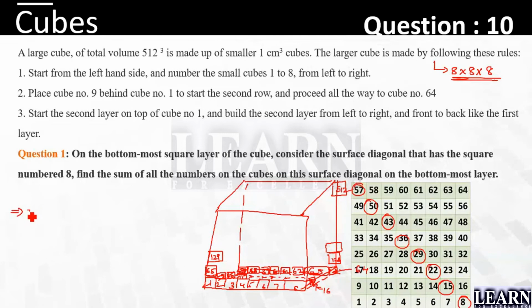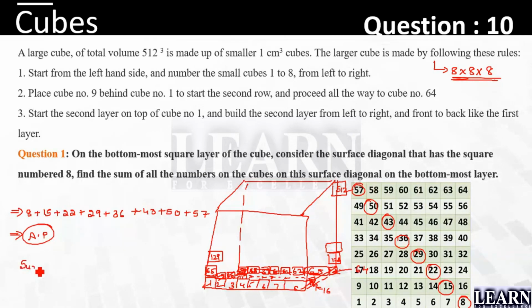So the answer will be 8 plus 15 plus 22 plus 29 plus 36 plus 43 plus 50 plus 57. If you look into this, I can see this is in terms of an AP. 8 plus 7 is 15. 15 plus 7 is 22. 22 plus 7. So I can see it is having a common difference of 7. It is in AP.